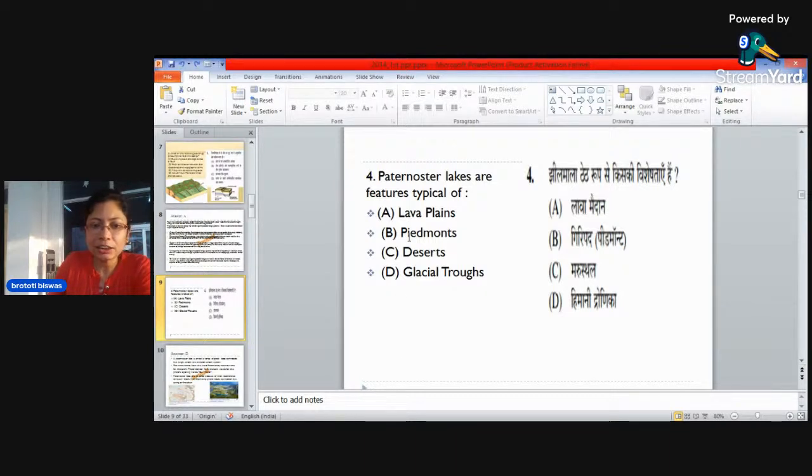The next slide is paternoster lakes are features typical of what? Are they features typical of lava plains, or piedmonts or deserts or glacial troughs? So where do we find paternoster lakes?